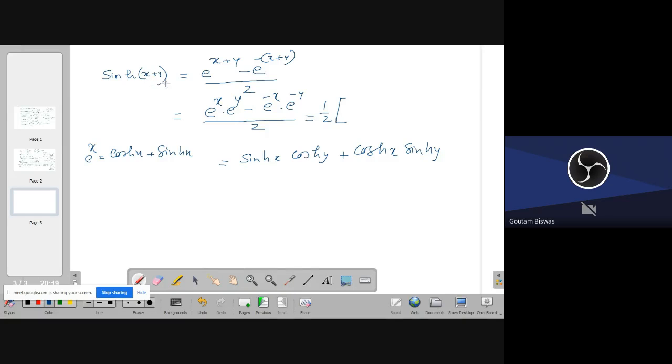Just like sin(a+b) = sin a cos b + cos a sin b.